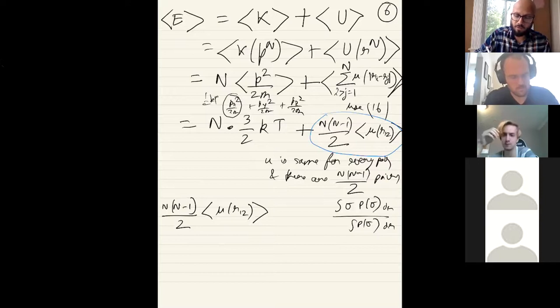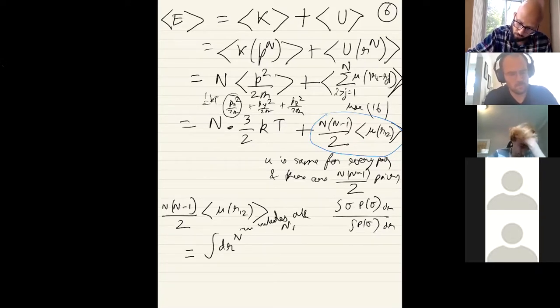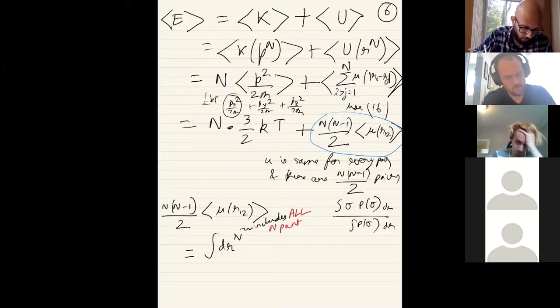When we are talking about the average of u of r12, clearly we don't need to worry about momentum coordinates. There is no momentum coordinate here. So we need to average over only position coordinates. What are those coordinates? The thing to keep in mind here is that these coordinates will be all n particles. You are not excluding r1 and r2. This includes all n particles.